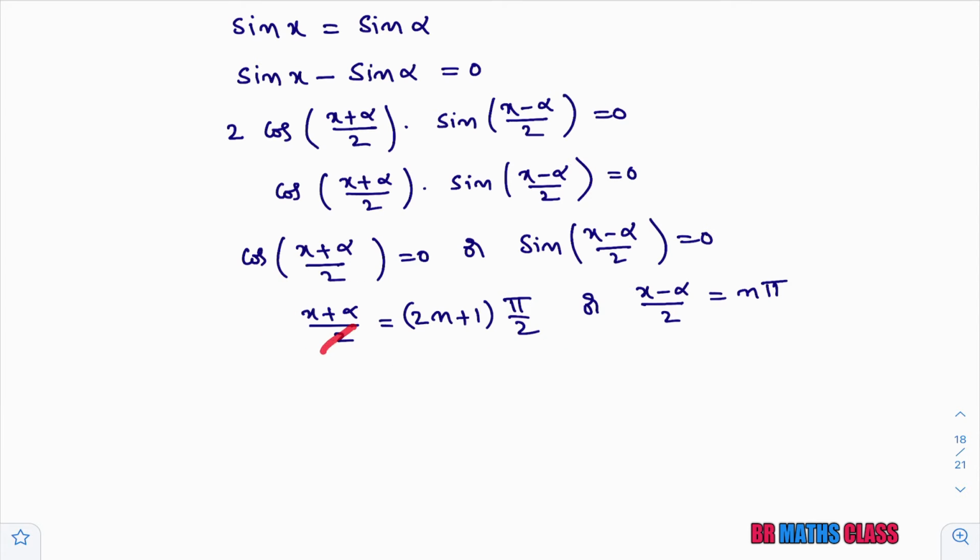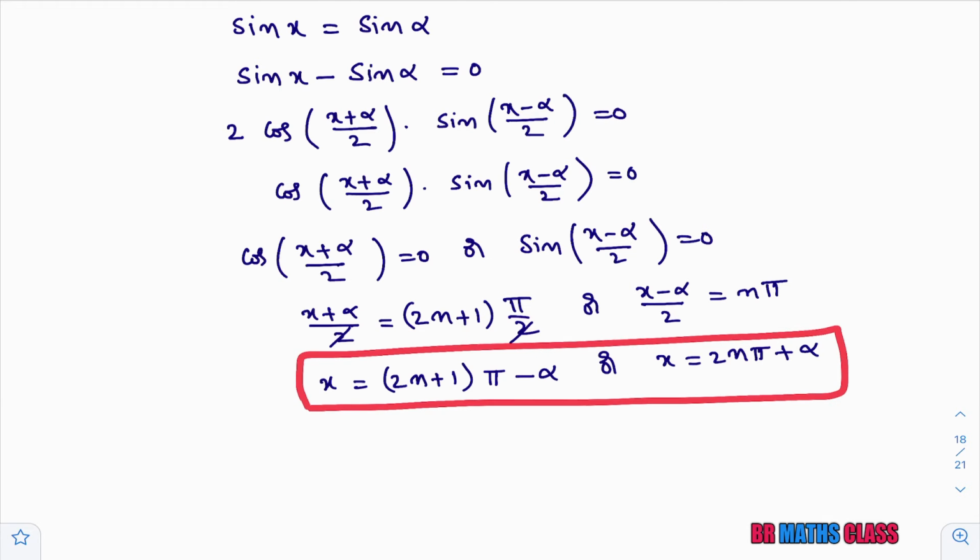You can observe this 2 will get cancelled. What is x from this? x is (2n plus 1) into pi. Here alpha is there. This alpha, you take it to the right hand side, so plus alpha will become minus alpha. Or from the other, I want to write what is x. You just take 2 to the right hand side. What will you get? x equal to 2n pi. This minus alpha will become plus alpha: 2n pi plus alpha. So here this is the general solution for sin x equal to k.